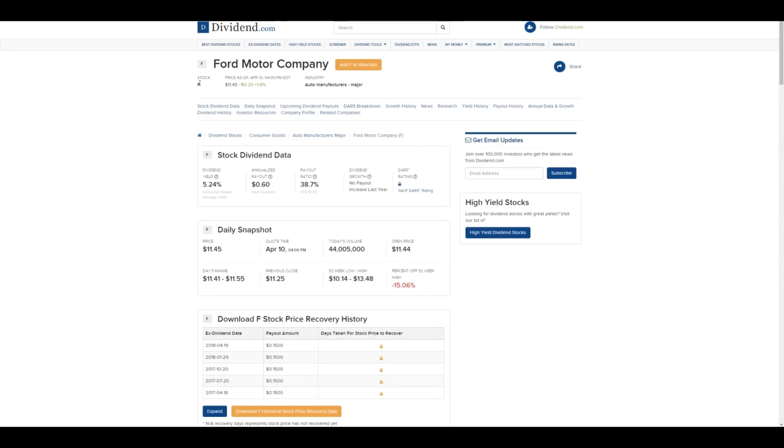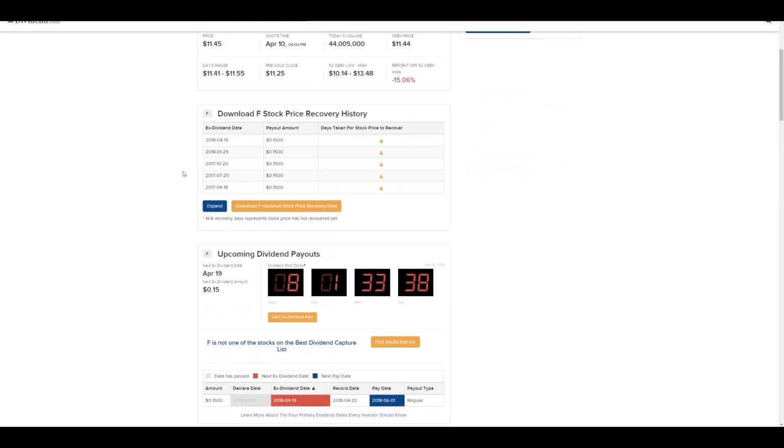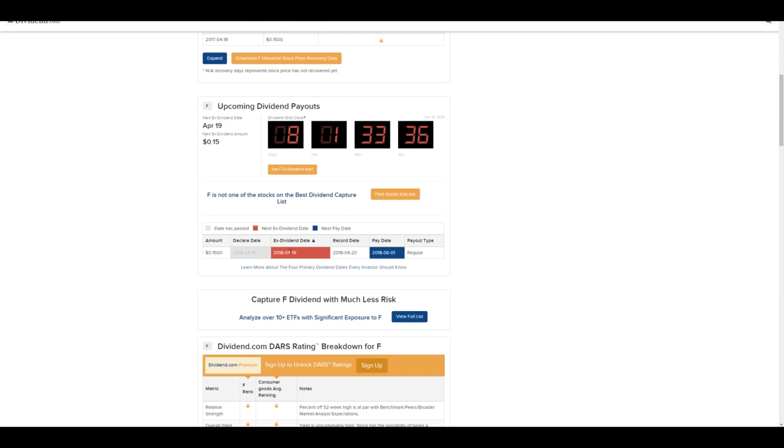So I do own Ford. Disclaimer, I'm a shareholder of Ford. I hold it inside my Robinhood account. It's the only stock I hold inside Robinhood. I think it's a good stock overall, but yeah, nothing too crazy.